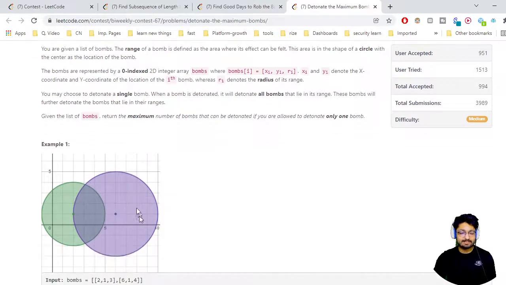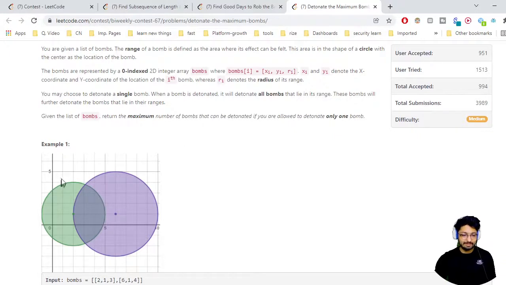Xi and yi are the coordinates at which the bombs are placed, and when they are blasted, they will affect an area of radius r. So as you can see, now what the problem statement says is that if a particular bomb is blasted, then if it intersects with any other bomb's blasting area.